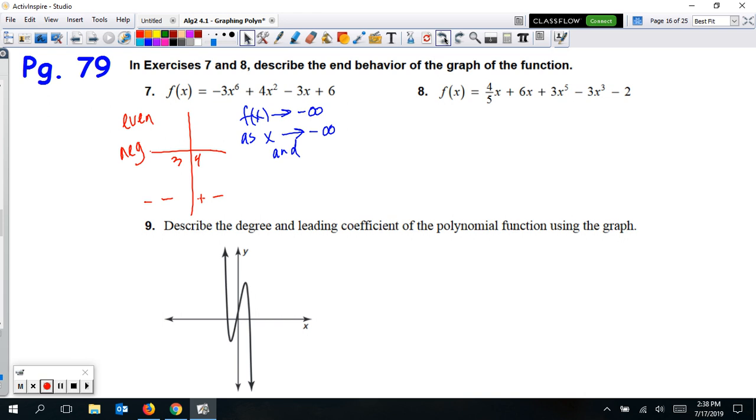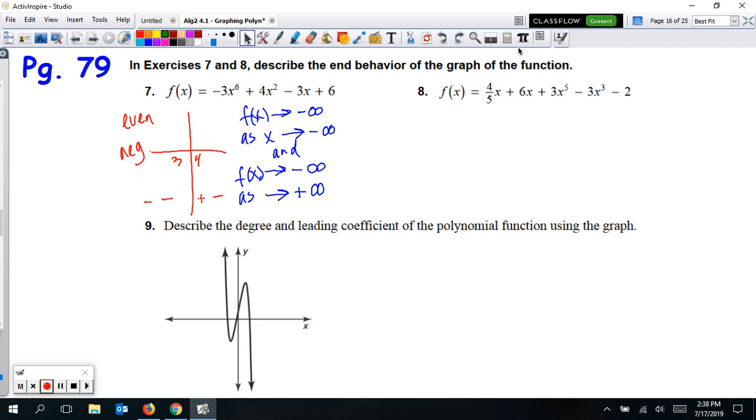For the next one, you write the same thing down: f of x approaches, as x approaches. So as x approaches positive infinity, what's the graph doing? It's going down. It's also going to negative infinity. So we have negative infinity for the f of x, the graph part, as x approaches positive infinity. Oops, I forgot the x on this one. Don't forget to put the x in there.